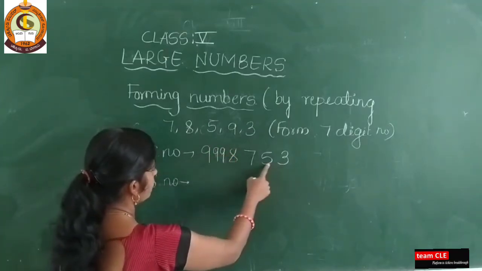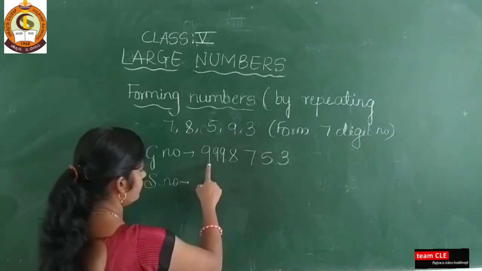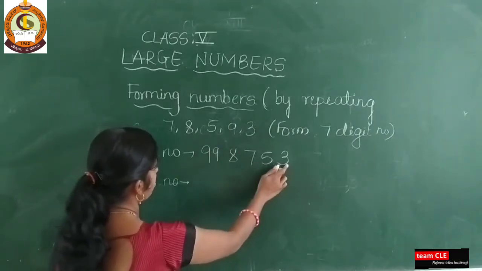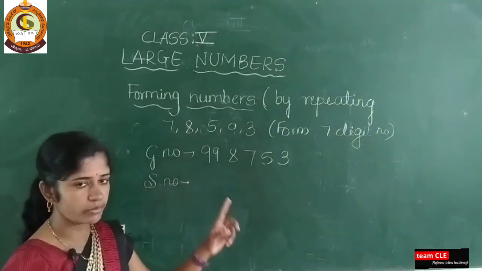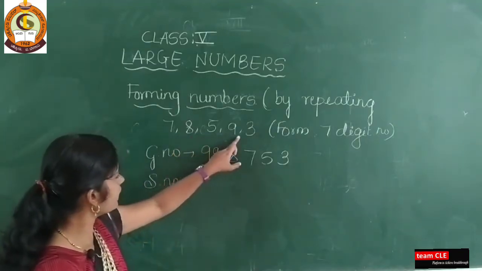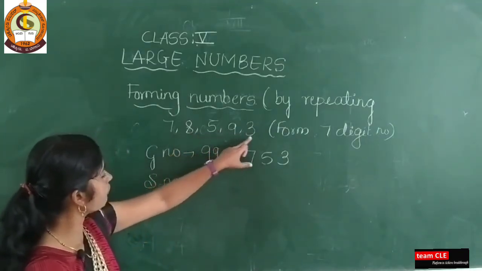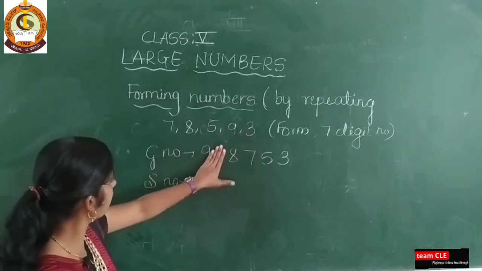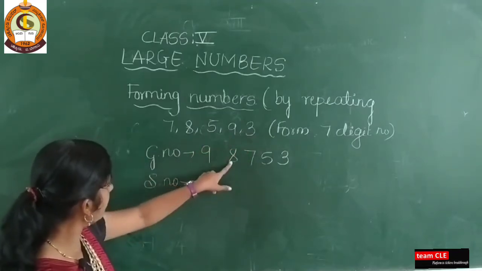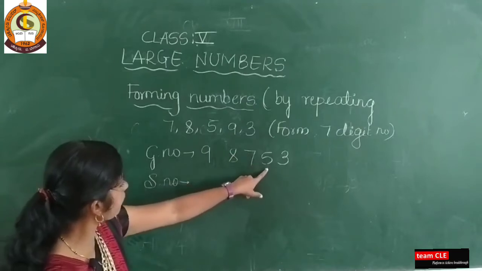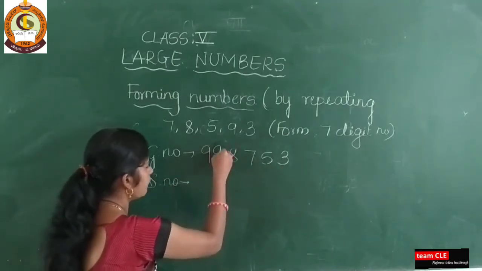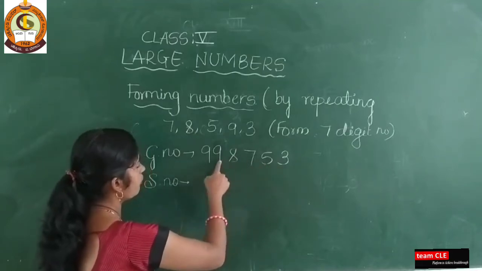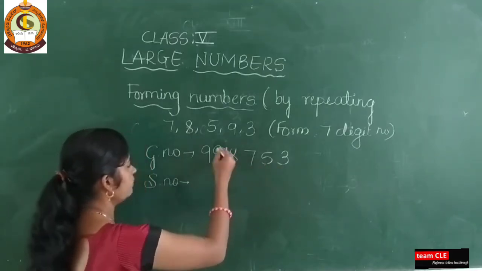Okay, see now, 1, 2, 3, 4, 5, 6, 7. Only one time it will repeat. 1, 2, 3, 4, 5, 6. So you write 9 one more time. A 5 digit number is there. So I wrote here 9, next 8, next 7, next 5, 3. 1, 2, 3, 4, 5. So here I will write 9 once more. 1, 2, 3, 4, 5, 6. Next, one more time.